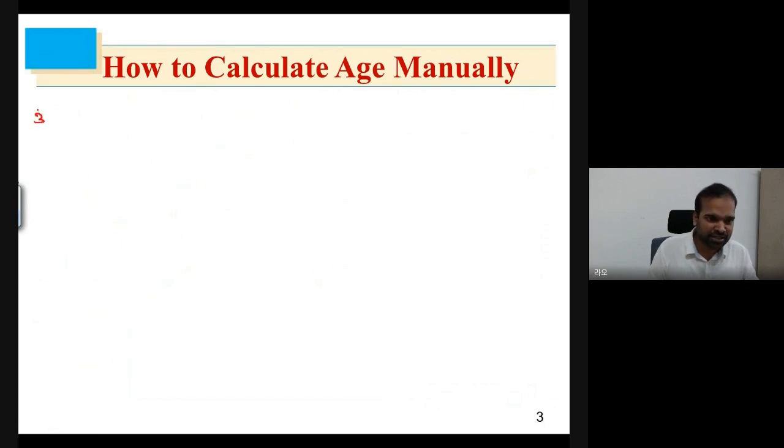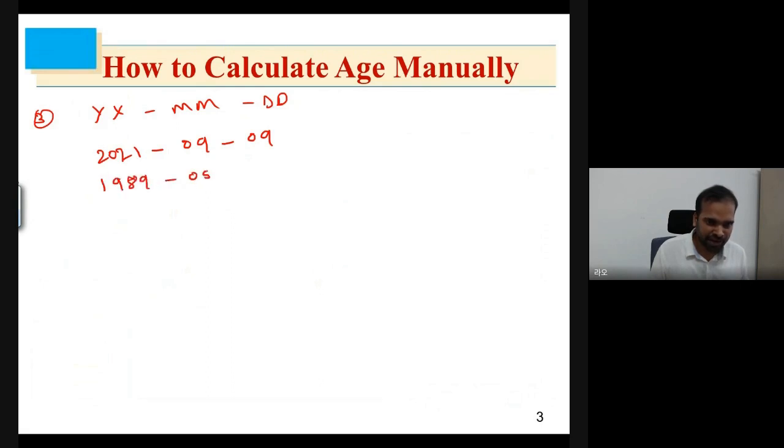The last one: the date format is always year, month and date. Now let us consider the present date is what? 2021 and the month is what? 9 and 09. Okay, this is today's date. Now for example, your date of birth 1989 and this is what? 5 and 10. Now see, can you subtract 10 from 9?